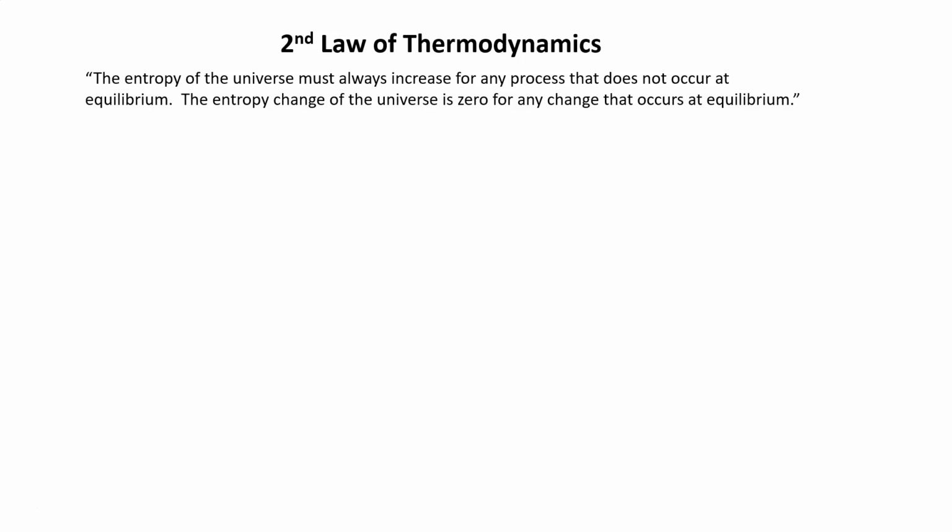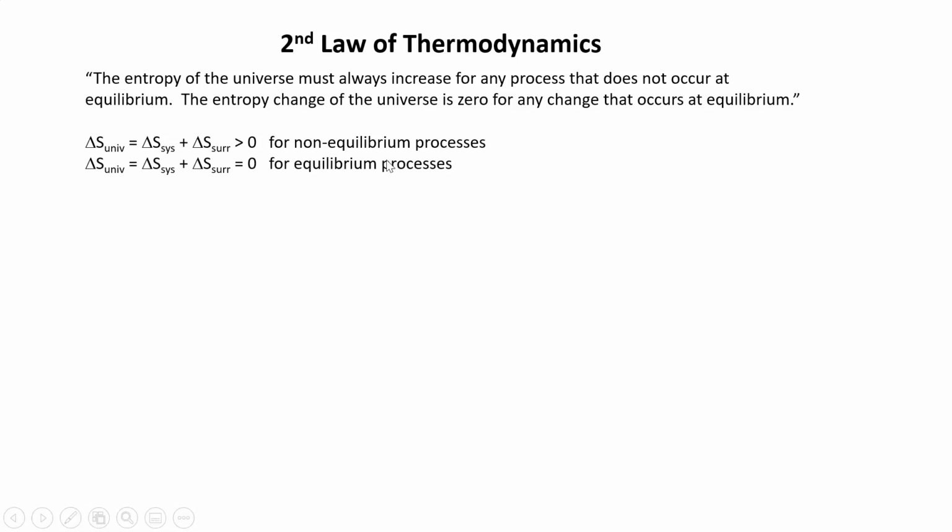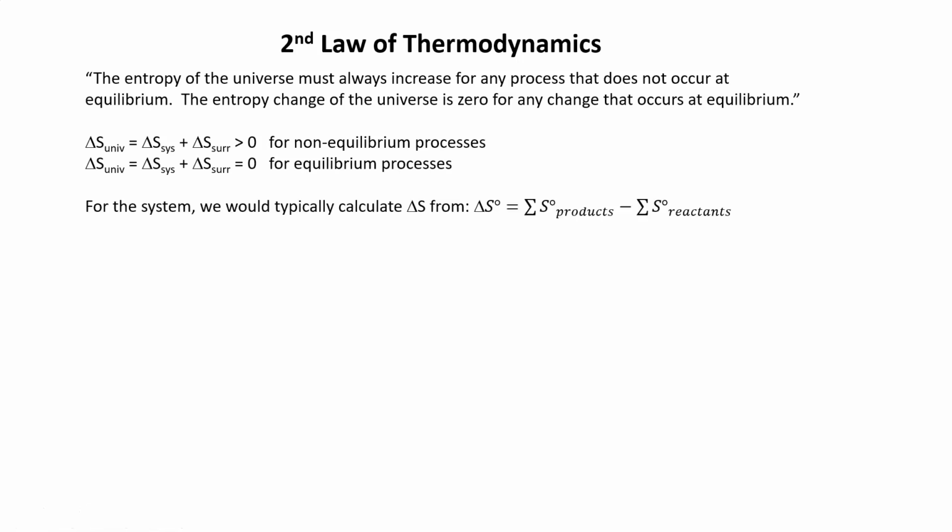Okay, so let's see what that looks like in terms of equations. If we say that delta S for the universe describes the entropy change of the universe, that's going to be the sum of the entropy changes for the system and the surroundings. And the second law says that has to be bigger than zero for non-equilibrium and equal to zero for an equilibrium process.